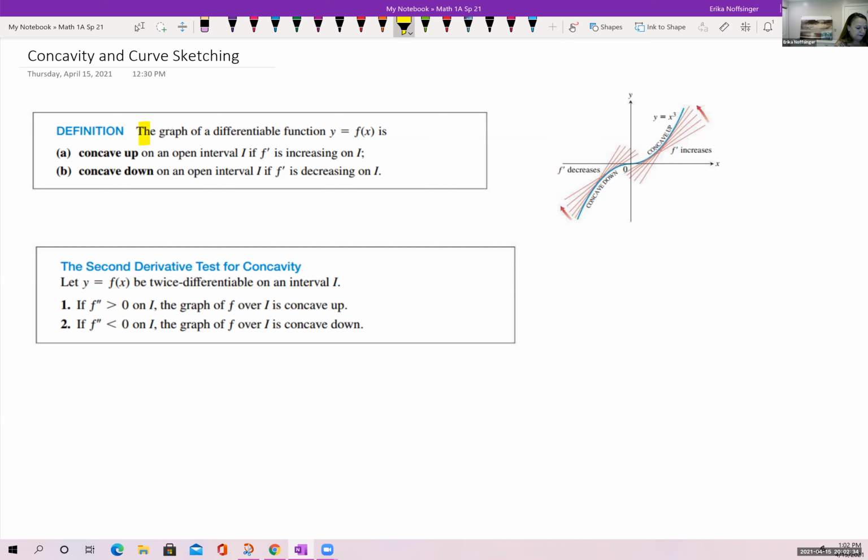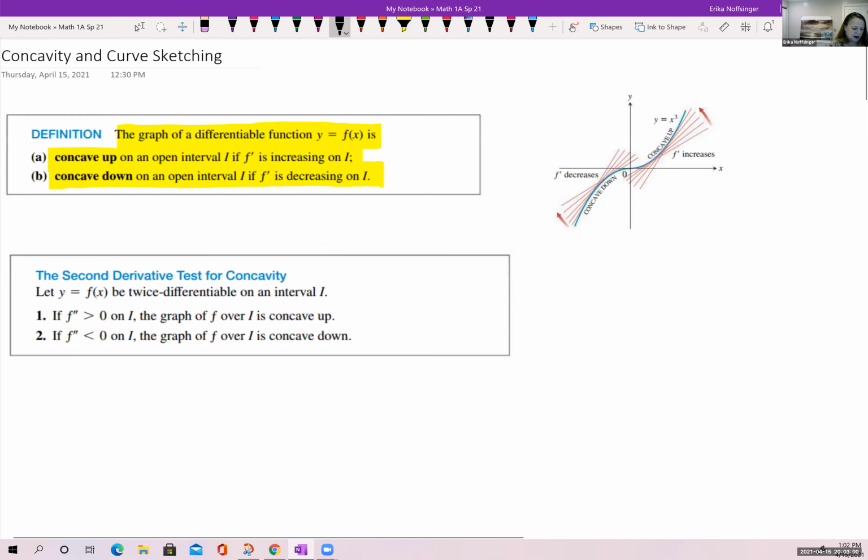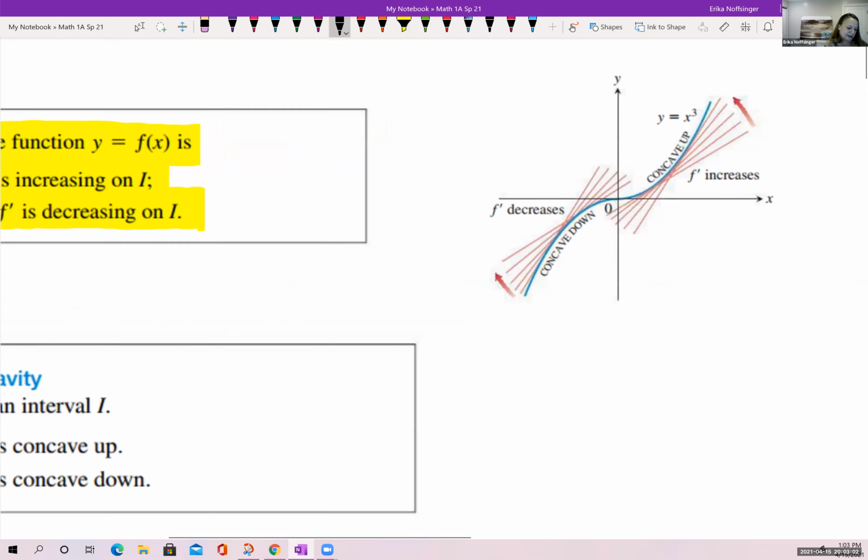First of all, the graph of a differentiable function, y equals f of x, is said to be concave up on an open interval I if the derivative is increasing on I. It's concave down on an open interval I if the derivative f prime is decreasing on I. So this to me was a little bit confusing, but the picture kind of helps with what they're talking about because I never thought about it this way.